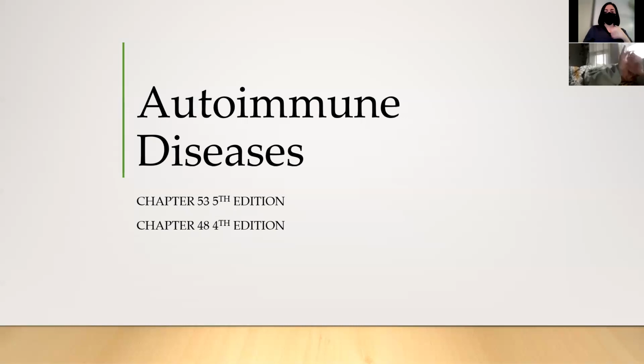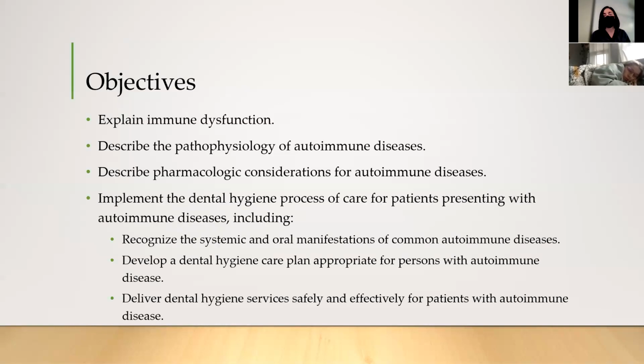Okay, so I have my little thing set here so I don't go over. We'll talk about autoimmune conditions for the next minutes. And then these are the two chapters, depending on what edition you have. I think most of you have the 5th edition. And then here's the objective, so you guys can read through that.